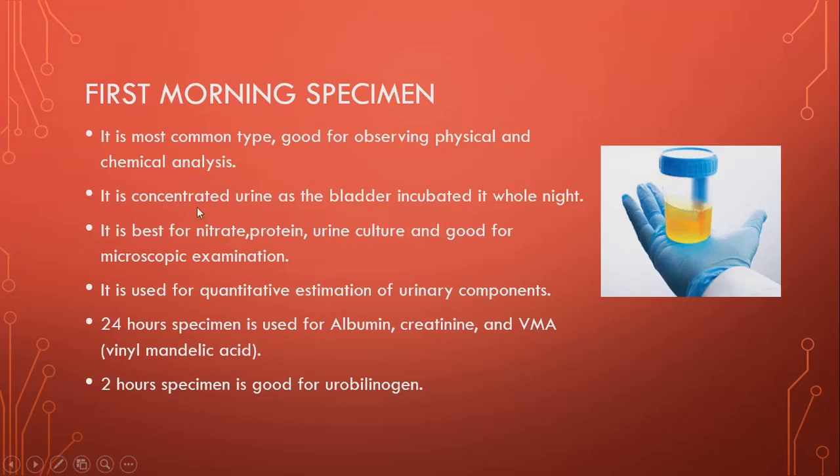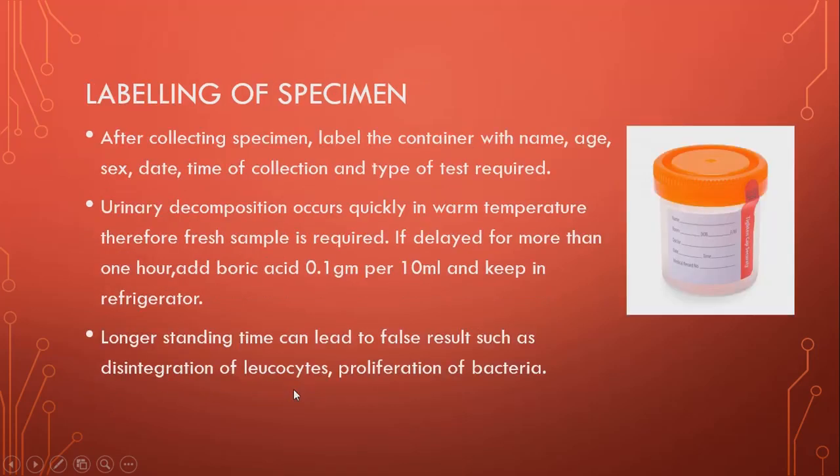Because it is concentrated urine, as the bladder incubates it the whole night, and it is best for nitrate, protein, urine culture, and good for microscopic examination as well. So it has a lot of advantages. It is used for the quantitative estimation of the urinary components. Now the 24 hours specimen is used for albumin, creatinine, and VMA or vanillyl mandelic acid. Then we have the 2-hour specimen which is good for the urobilinogen.